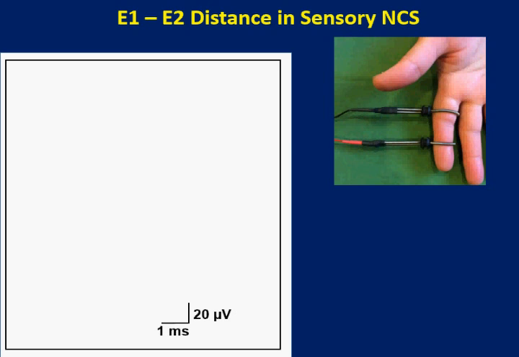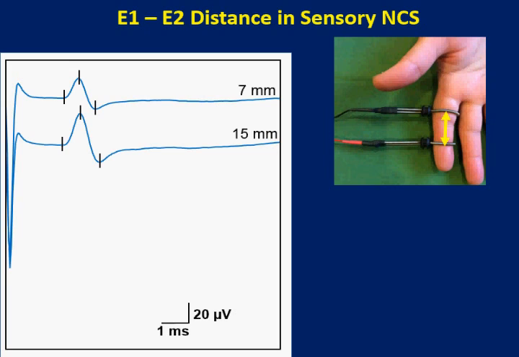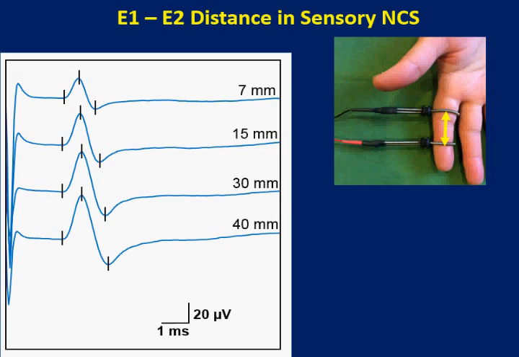In sensory nerve conduction studies, the operator places the E1 and E2 electrodes and adjusts the distance between them. Here is an example of sensory nerve conduction study when the distance between E1 and E2 electrodes was increased from 7 to 47 millimeters. 7 millimeters, 15 millimeters, 30 millimeters, 40 millimeters, and 47 millimeters.